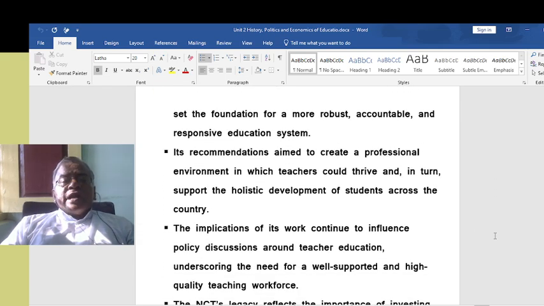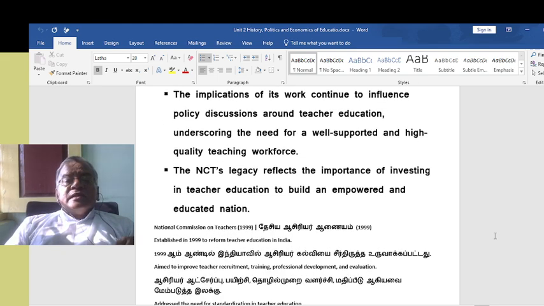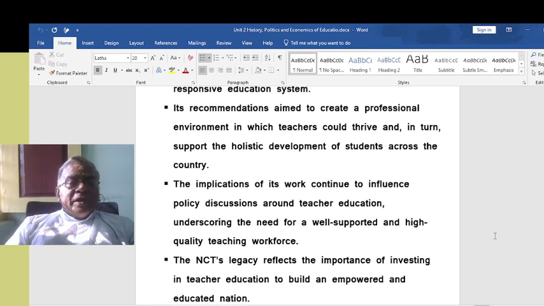Its recommendations aimed to create a professional environment in which teachers could thrive and in turn support the holistic development of students across the country. The implications of its work continue to influence policy discussions around teacher education, underscoring the need for a well-supported and high-quality teaching workforce. The NCT's legacy reflects the importance of investing in teacher education to build an empowered and educated nation. So these points will be in conclusion.